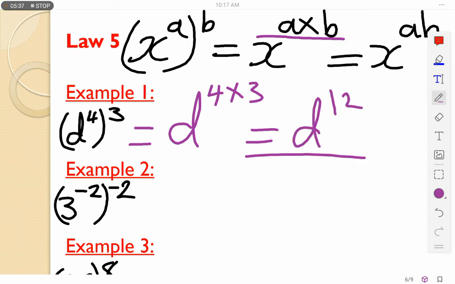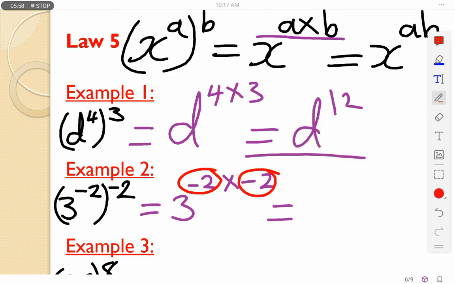Okay, I'm done. The next one, 3 to the power of minus 2, all raised to the power of minus 2. So what I do here is I can even multiply these powers directly rather than using law number 4. So I'll have 3 to the power of minus 2 times minus 2. These powers are negative, negative. Whenever we have negative times negative, we get a positive. So we'll get 3 to the power of 4, which is 81. So that's our final answer there.